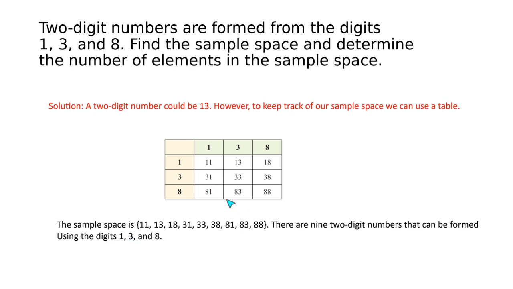So the table helps us to keep track and keep our data organized. Otherwise, you might miss out on one of these possible 2-digit numbers.